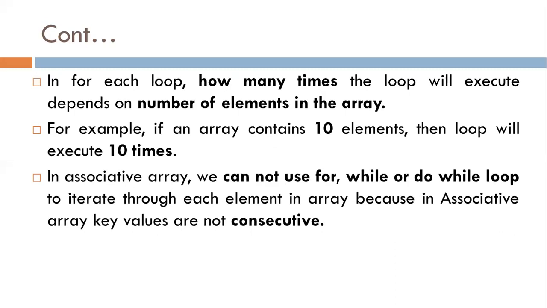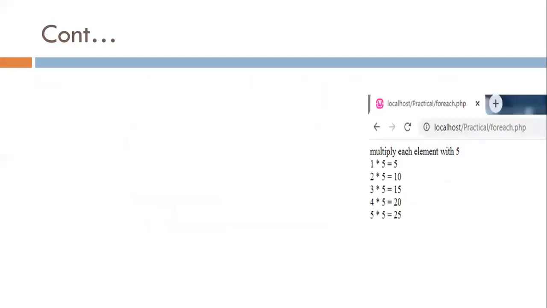In an associative array, we cannot use for, while or do while loops to iterate through each element in the array, because in an associative array the key values are not in sequence, meaning not consecutive. A random number or a string value is used as a key. So we cannot use while, do while or for loops. But instead of this, we can use the foreach loop.